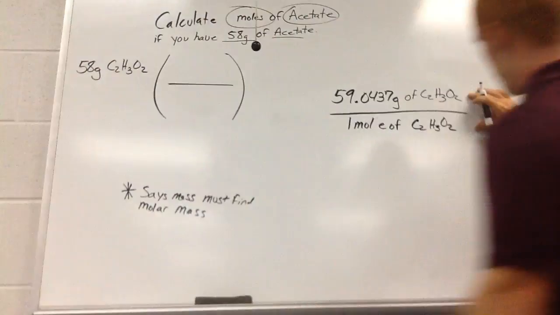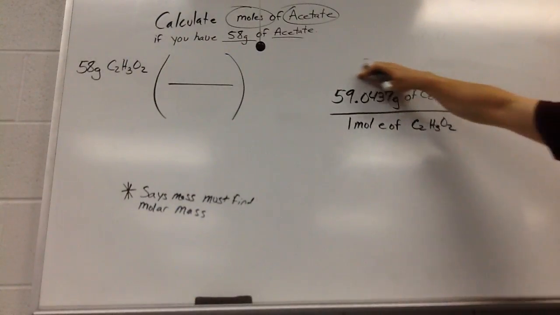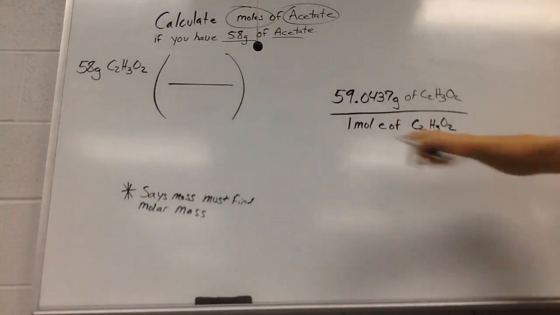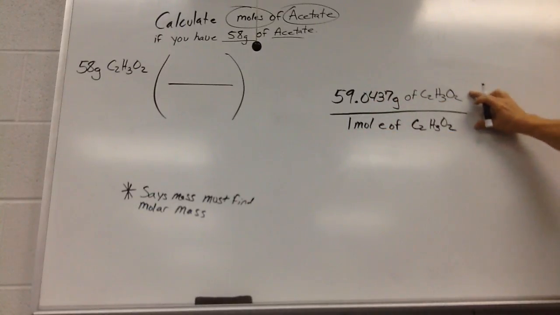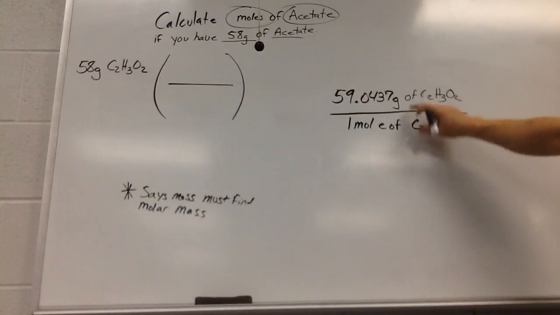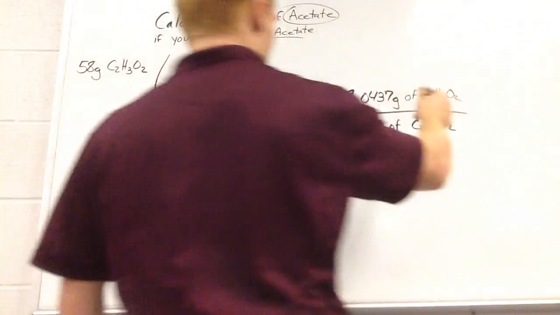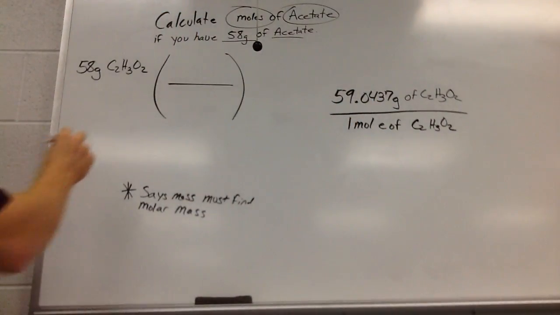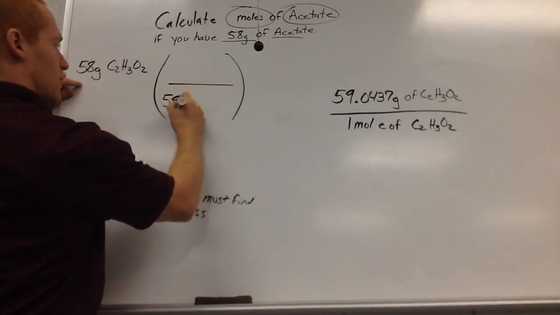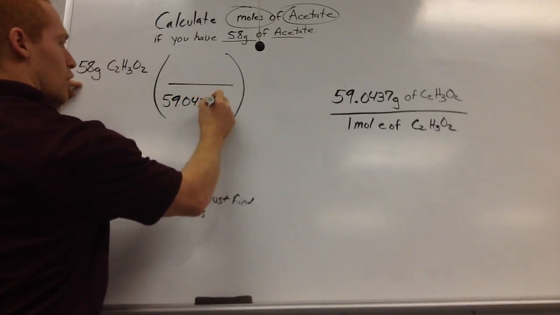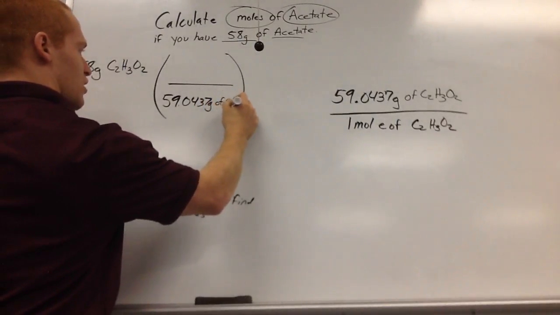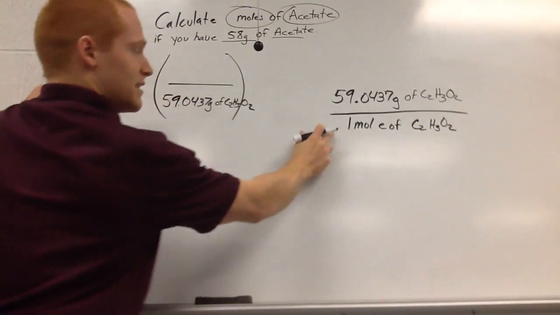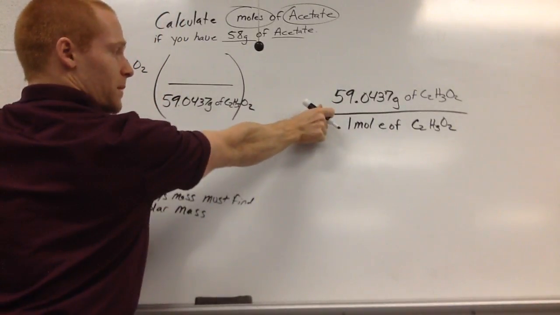Okay, how this works is 59.043 grams, always that number always has to go with grams, and 1 always has to go with mole. And so what we can do is we can flip this, but we cannot change the numbers. So we can flip it completely, but 59 always has to go with grams, 1 always has to go with mole. And so we can put 59.0437 grams of C2H3O2 on bottom. So if this goes on bottom, that means this one's going to have to go on top. So that means we flipped it.